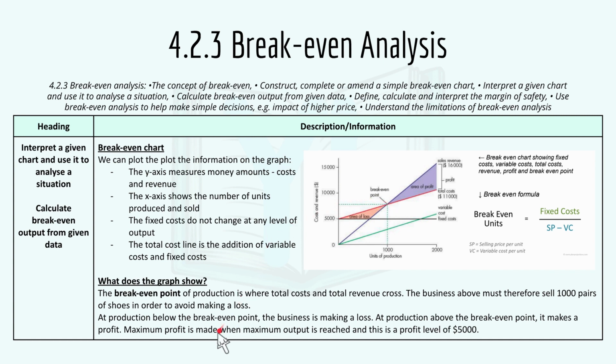At production below the break-even point, the business is making a loss, and at production above the break-even point, it makes a profit. The maximum profit is made where the maximum output is reached, and this is a profit level of 5,000. Because you can see 16,000, which is the maximum sales revenue, and the maximum total cost is 11,000. 16,000 minus 11,000 is 5,000, so the maximum profit is $5,000.